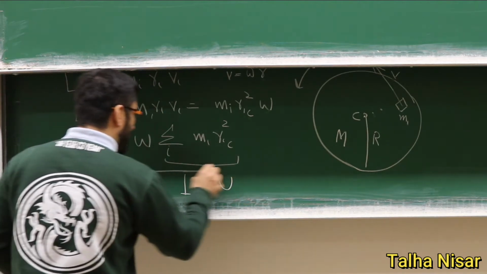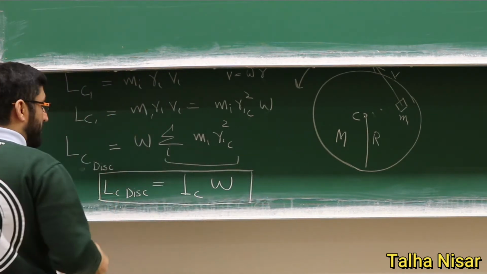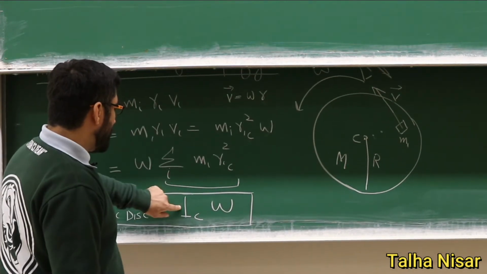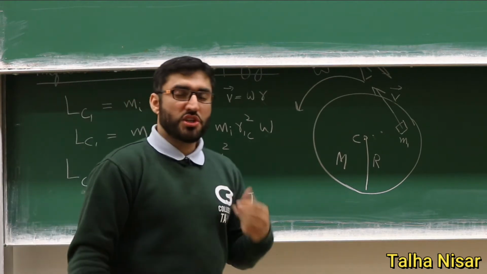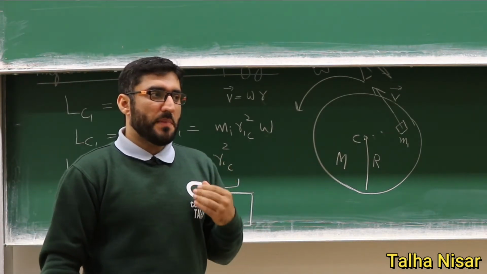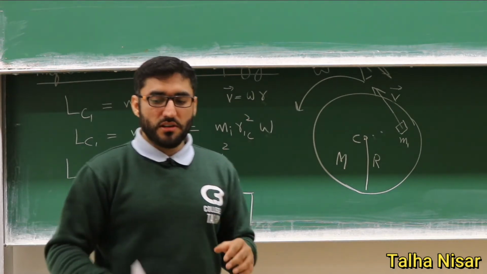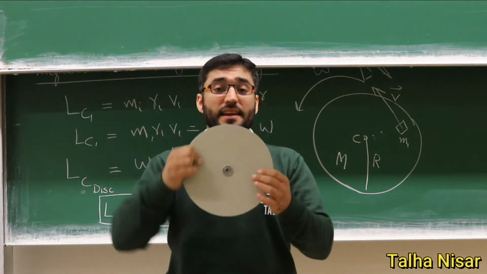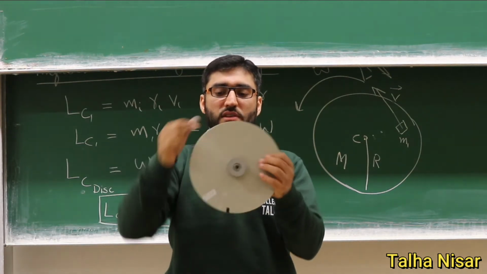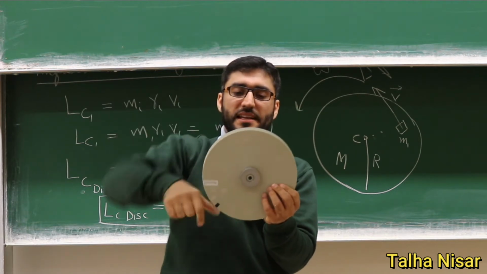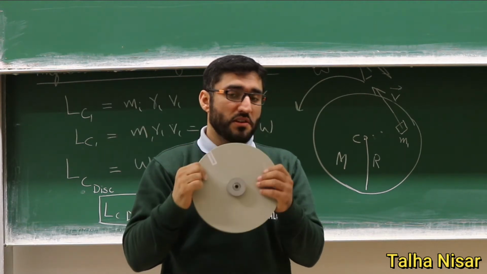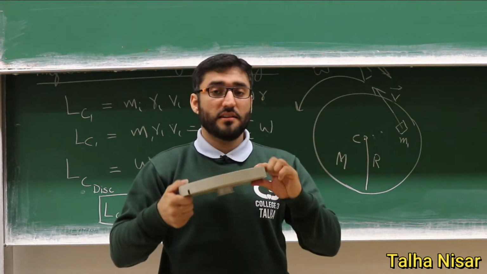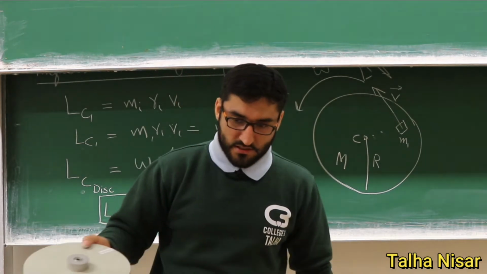So this is the angular momentum for a spinning object, something that is solid. The moment of inertia depends on the shape of the object, and also on the axis of rotation that we have already discussed. For example, for this disk, if it's spinning like this, the moment of inertia is different than if it's spinning like this.